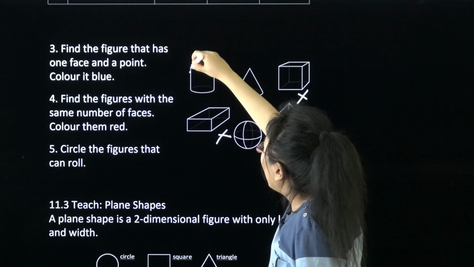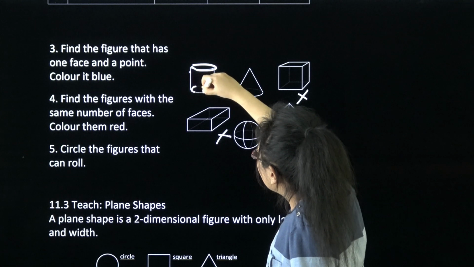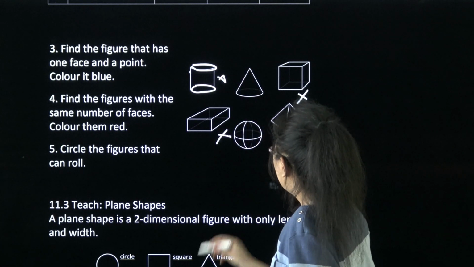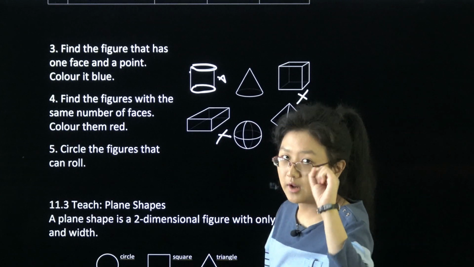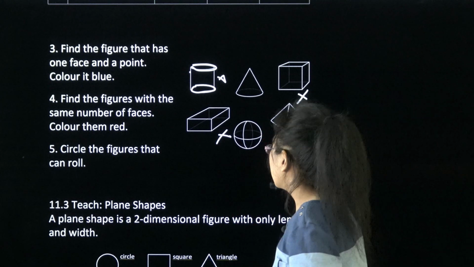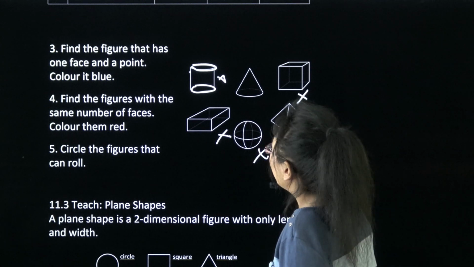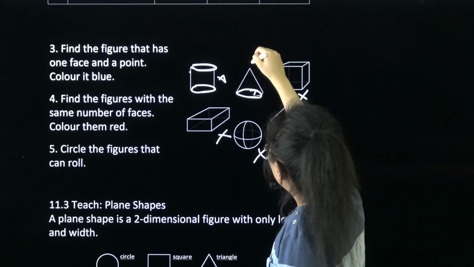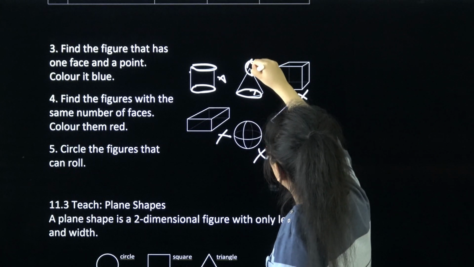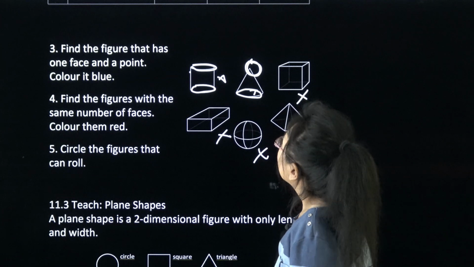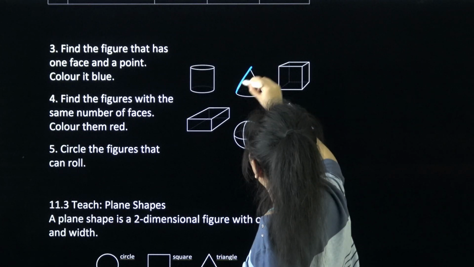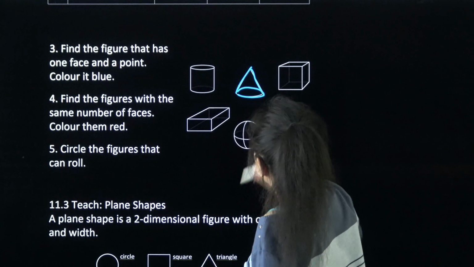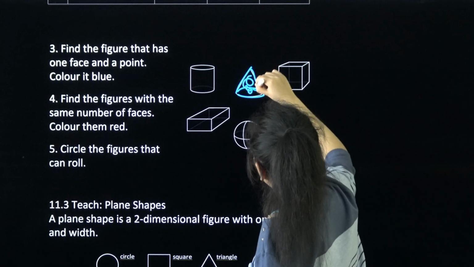Now, cylinders have a circle at the top and a circle at the bottom. So that's 2 faces, so it isn't a cylinder either. And then spheres, as I said, no faces. So it's not a sphere either. Now, the only one left is a cone. And the face is right here at the bottom, which is a circle. And what do you know? A cone also has 1 point. Now let's color this one blue. The question asks us to. Woo.